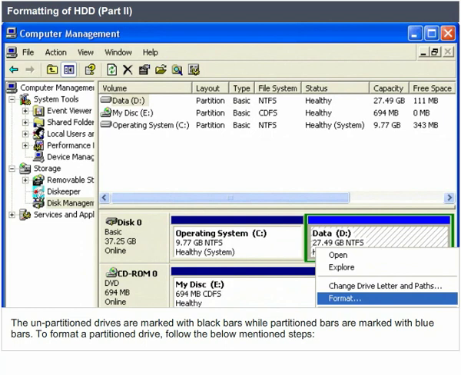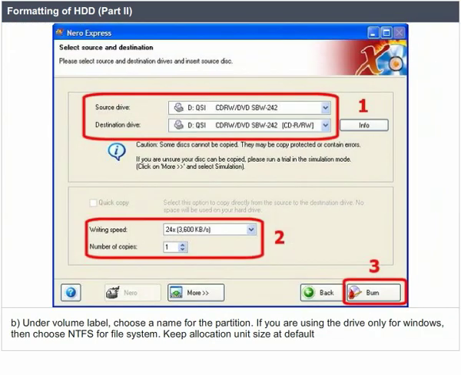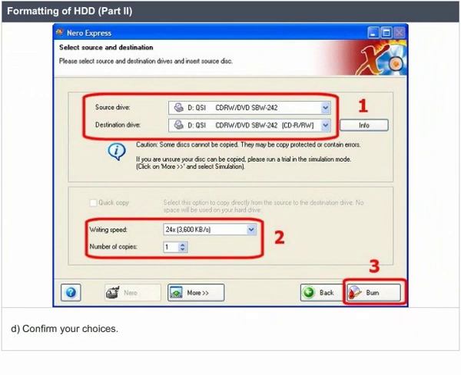To format a partitioned drive, follow the below-mentioned steps. Right-click the blue bar and select Format. Under Volume label, choose a name for the partition. If you're using the drive only for Windows, then choose NTFS for file system. Keep allocation unit size at default. Click OK. Confirm your choice.